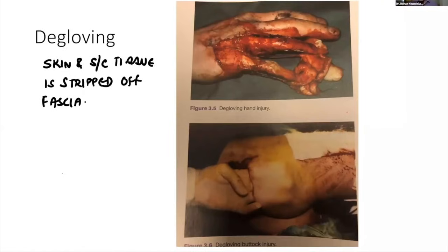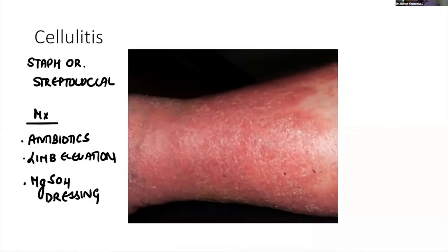So a degloving injury is when the skin and subcutaneous tissue is stripped of the fascia. That is a degloving injury. Cellulitis can be caused by streptococcal or staphylococcal infection, and the management of cellulitis is antibiotics, limb elevation, and magnesium sulfate dressing.